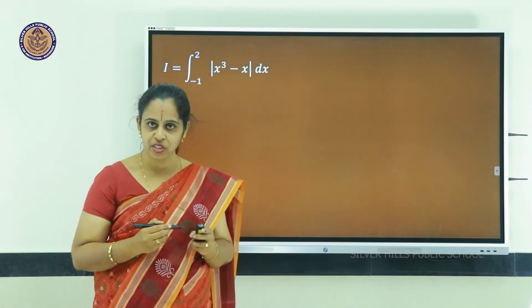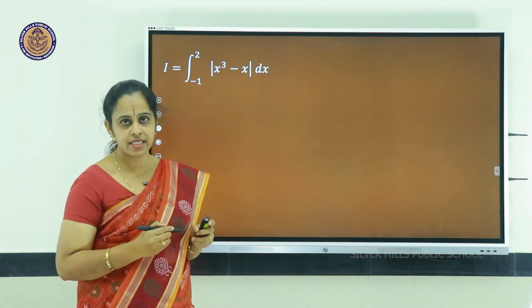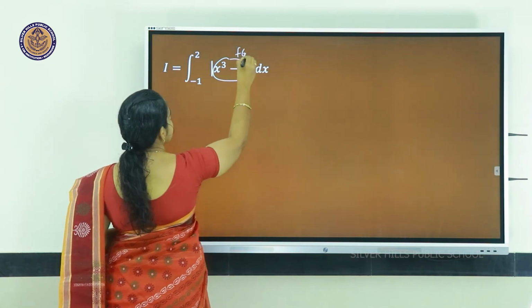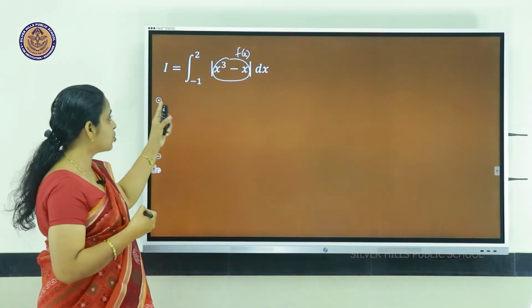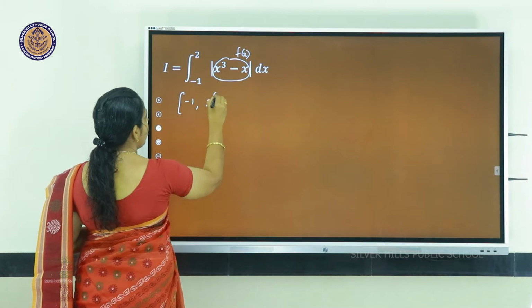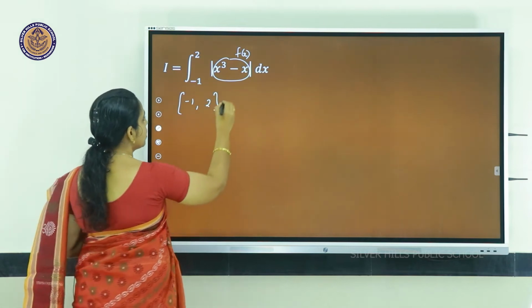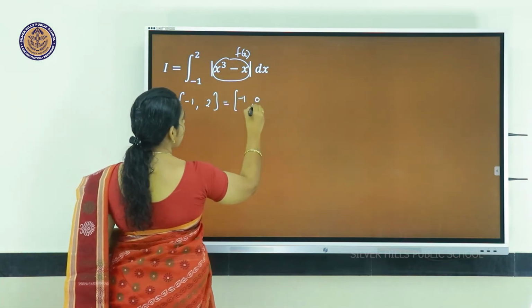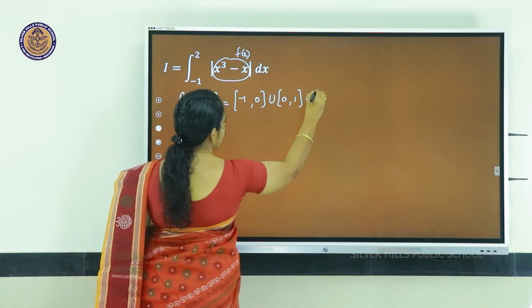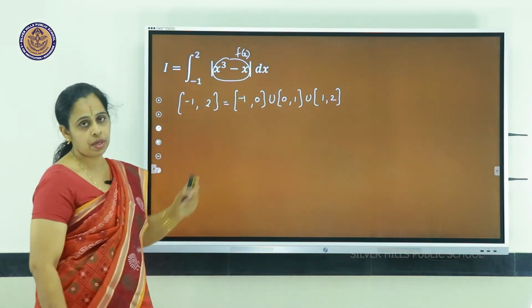Let us see a modulus function. Integral minus 1 to 2 modulus of x cube minus x dx. This part is our f of x. The closed interval minus 1 to 2, I am going to write it as a union of certain intervals. Please look, minus 1 to 0, union 0 to 1, union 1 to 2. I split it into 3 parts.